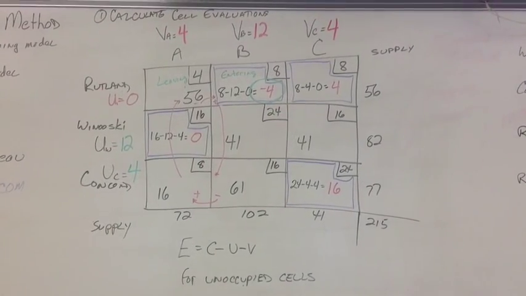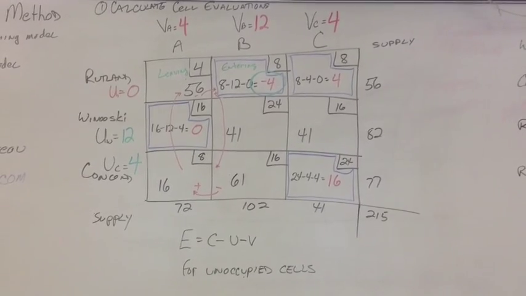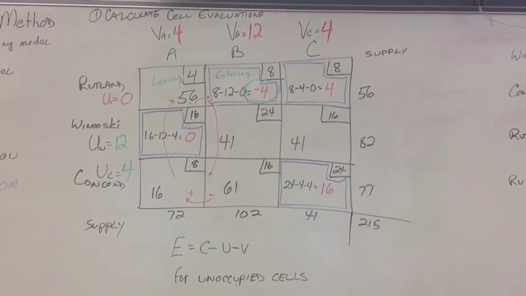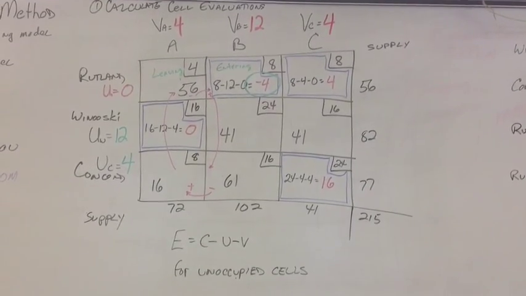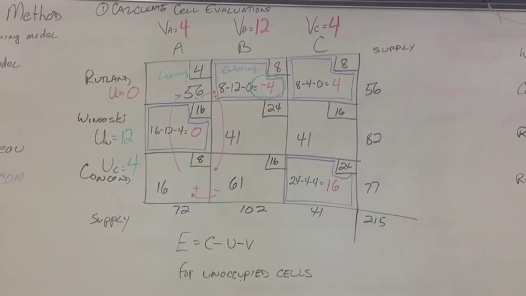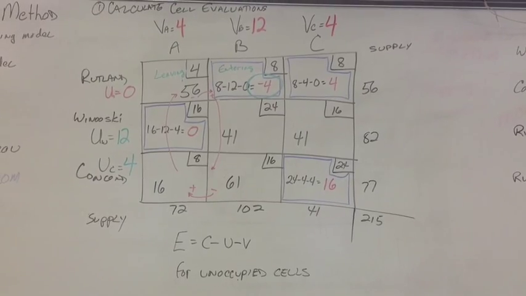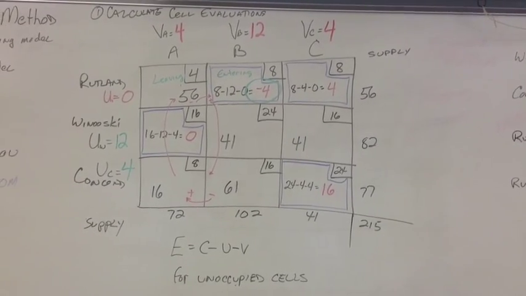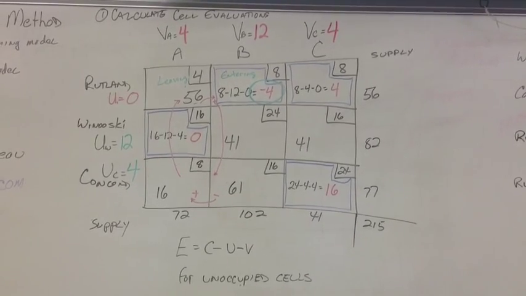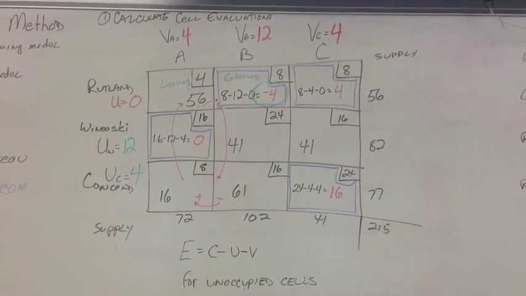Okay, I've gone through and calculated the cell evaluations for the unoccupied cells. Again, it's just the transportation cost minus the indices for both the column and the row. You can see from Rutland to B, Big Boy, we have a negative there. Again, this is a minimization problem. So when we're checking for optimal, we have to make sure they're all greater than or equal to 0. And a negative 4 tells us that we're not there yet. So that would be the entering variable.